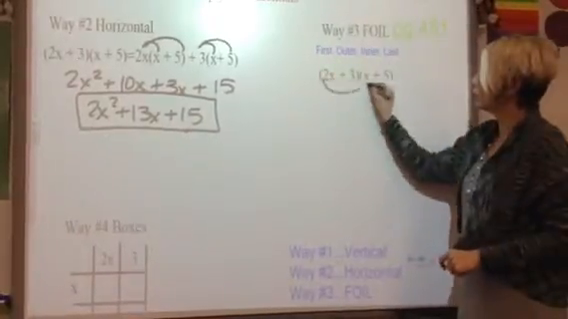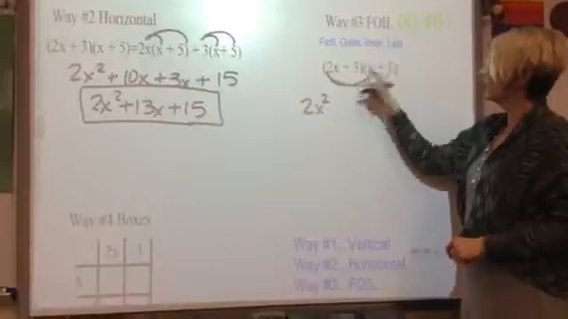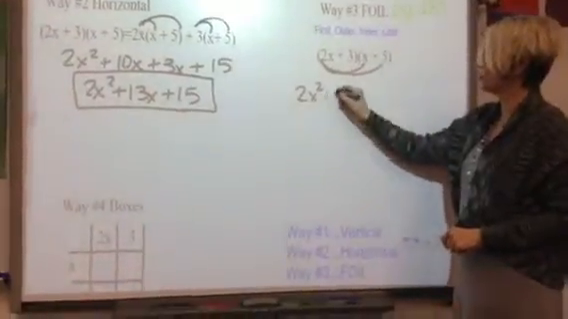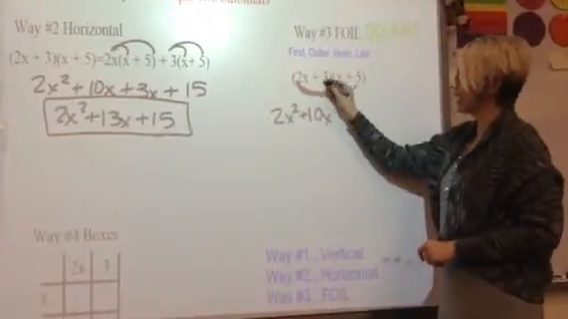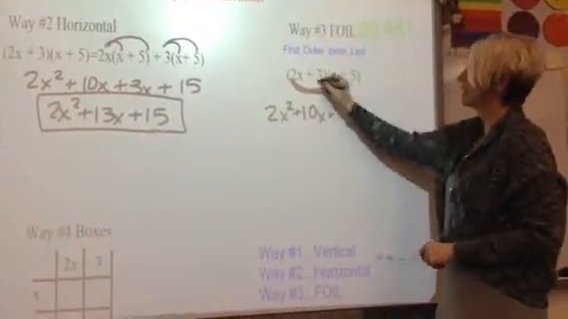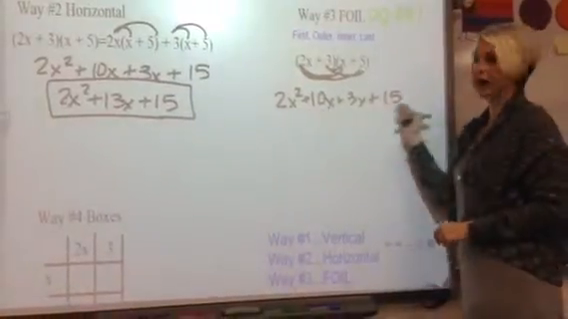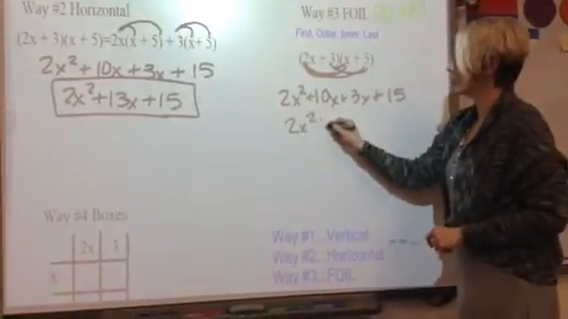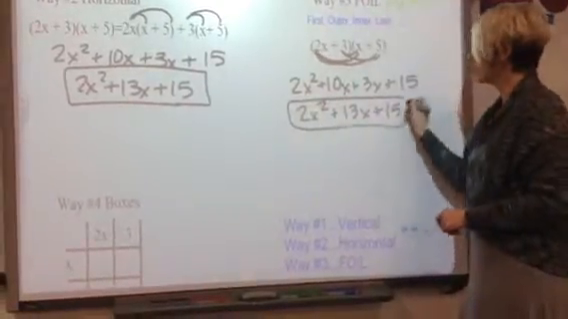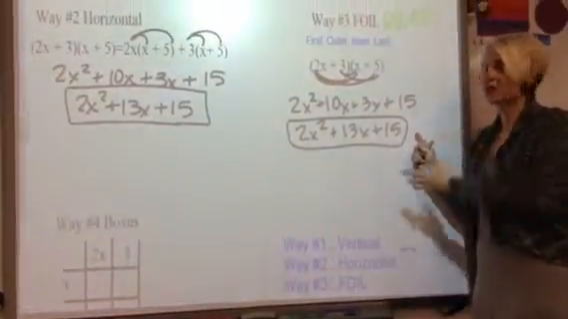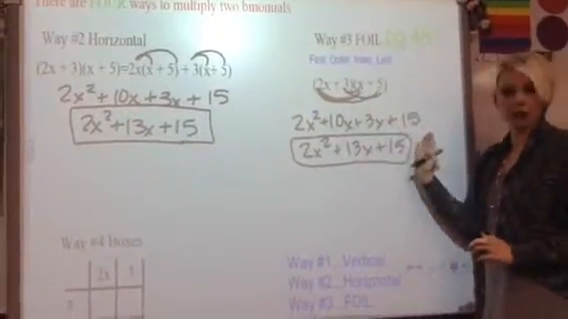So the first terms would be 2x times x, which is 2x squared. The outer would be 2x times 5, which is 10x. The inner would be 3 times x, which is 3x. And the last would be 3 times 5, which is 15. And then you gather like terms. 2x squared plus 13x plus 15. We're going to practice some more FOIL because, like I said, that's one that is used a lot in Algebra 2. But this is the FOIL method.